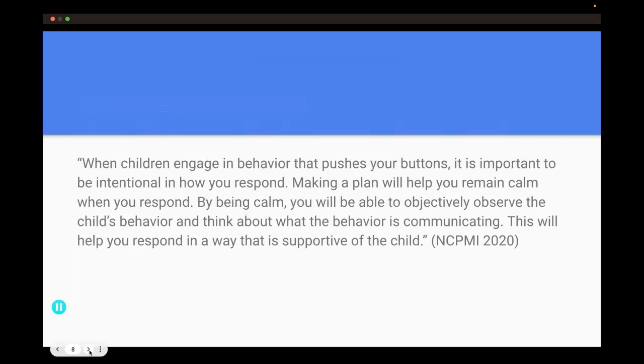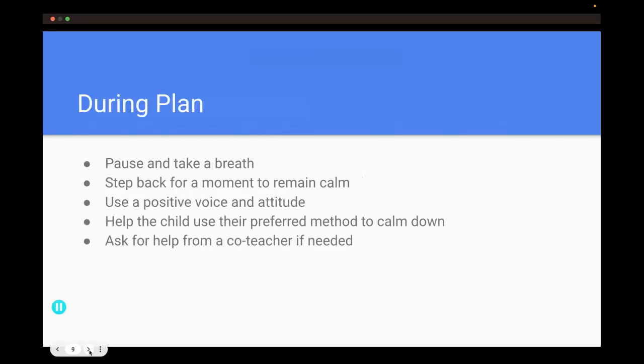When children engage in behavior that pushes your buttons, it is important to be intentional in how you respond. Making a plan will help you remain calm when you respond. By being calm, you will be able to objectively observe a child's behavior and think about what the behavior is communicating. This will help you respond in a way that is supportive of the child.